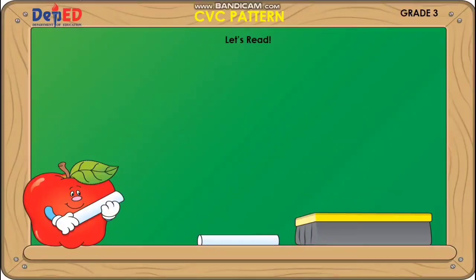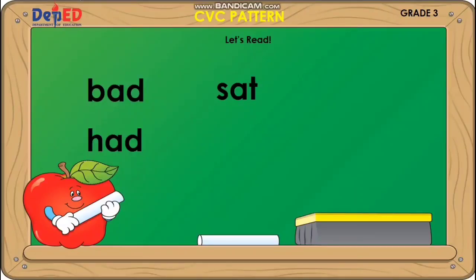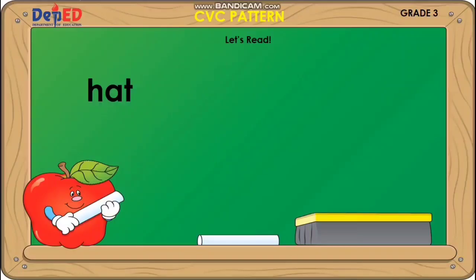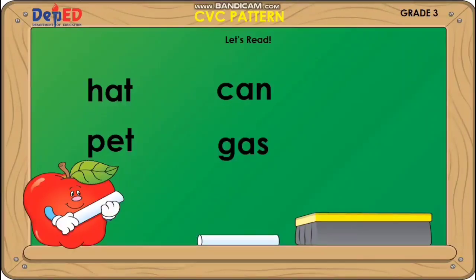Now let's try to read the following CVC words. Bad, had, sat. Pen, big, bam. Hat, pet, can. Gas, beg, leg.